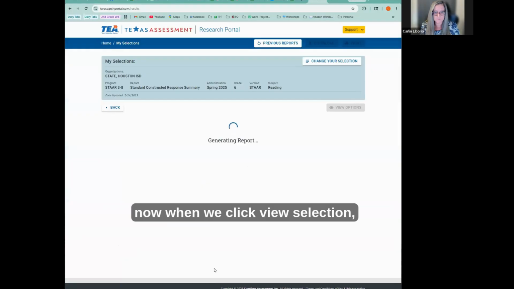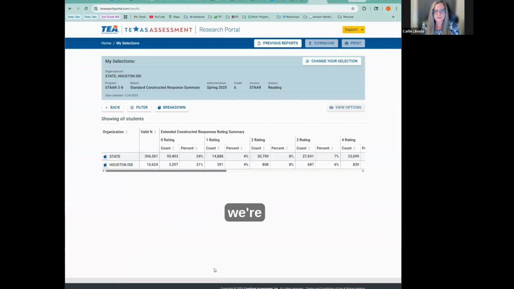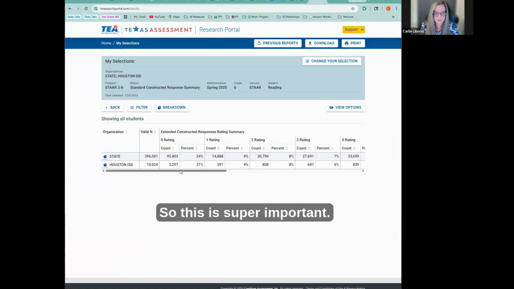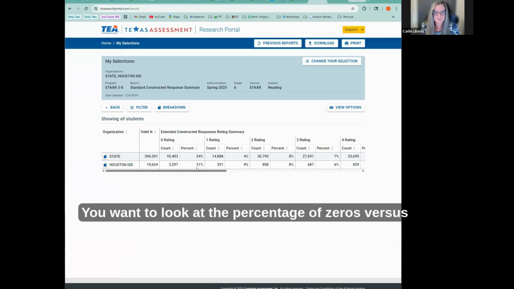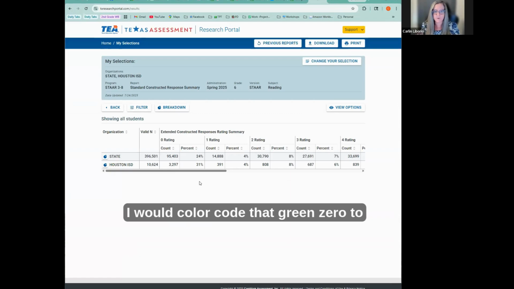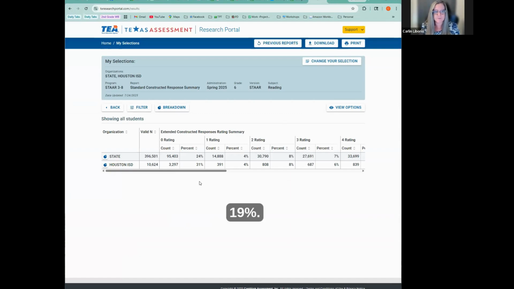Now when we click view selection, we're going to see the STAAR scores, and it's going to start with all of the zeros. This is super important. You want to look at the percentage of zeros versus the state. Anything below 19% is great. I would color code that green, 0 to 19%.